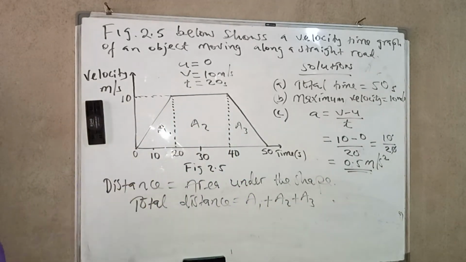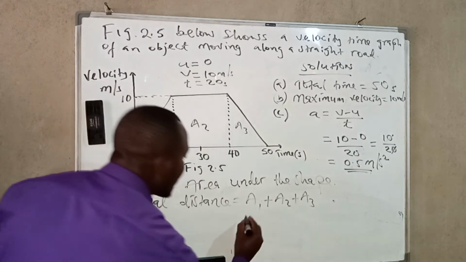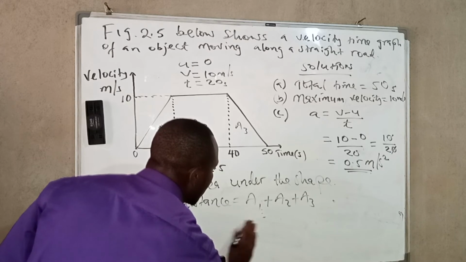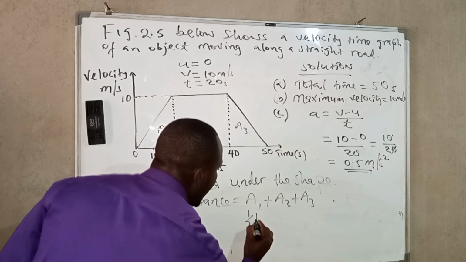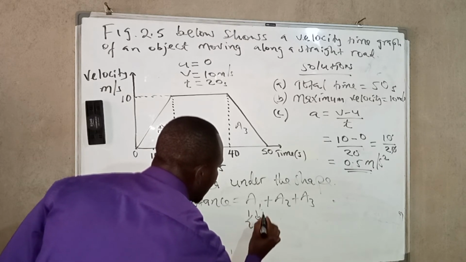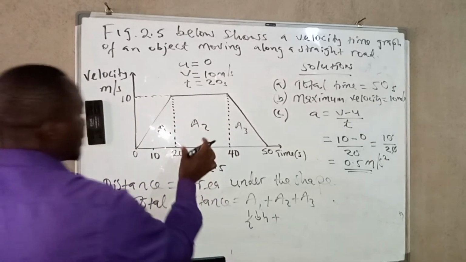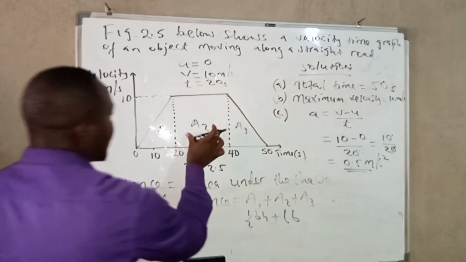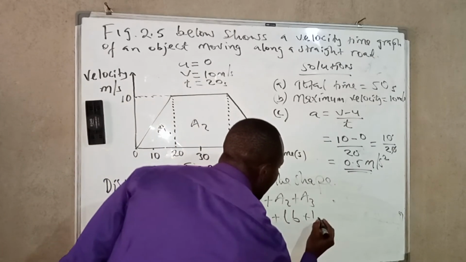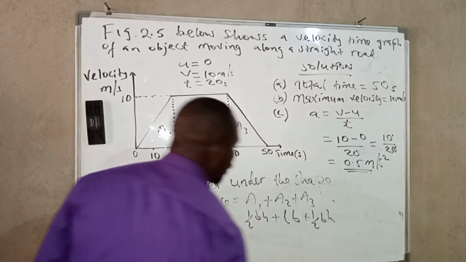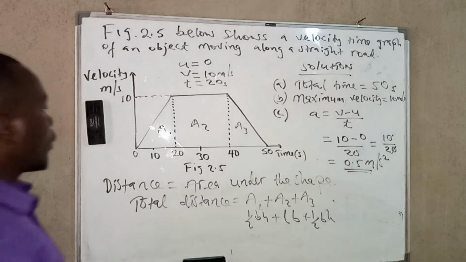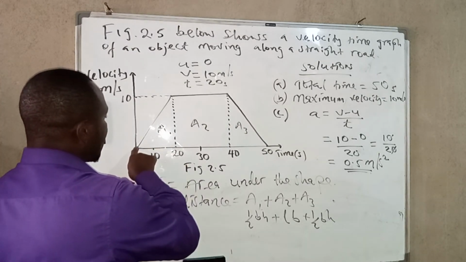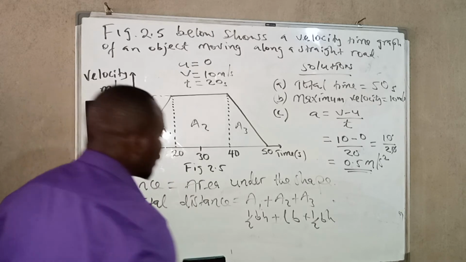Now for this one, it is a triangle, half times B times H, plus, this one it is L times B, it is a rectangle, plus half BH. So when we plug in the values, from this point to this point, we have 20.